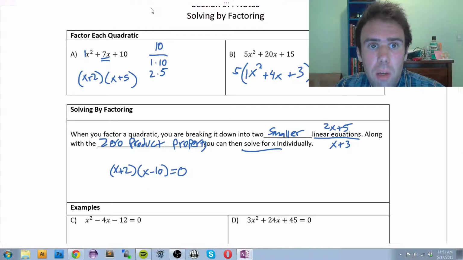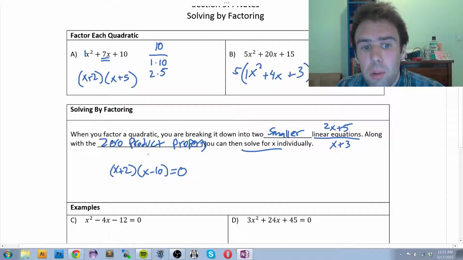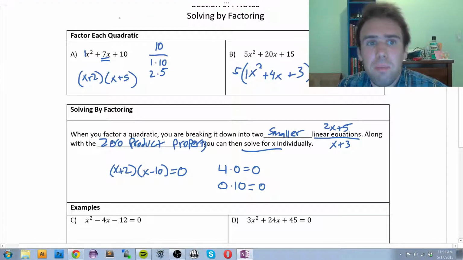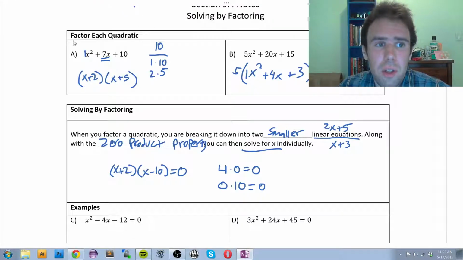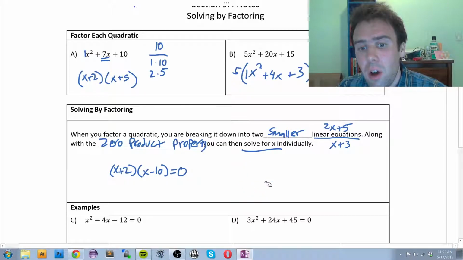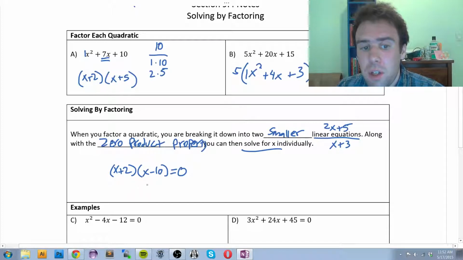Now, the zero product property says that the only way to multiply to 0, word product, so the only way to multiply by 0 is if you have a 0. In other words, something like 4 times 0 will give you 0, or 0 times 10 will also give you 0. So this is a seemingly unhelpful fact, but when we start using it in the context of an equation, it actually turns out to be incredibly powerful. So let's take a look at this.